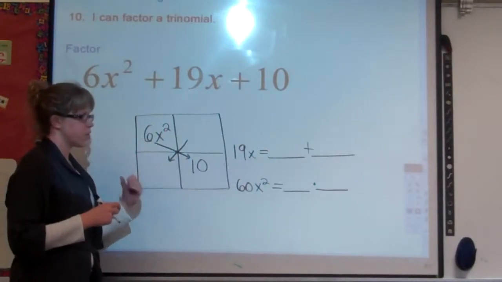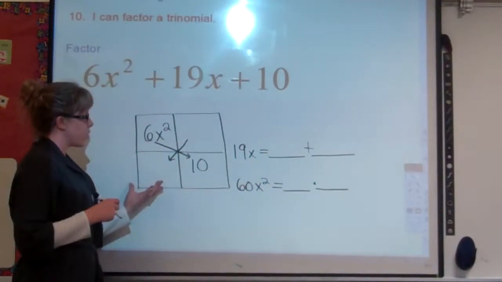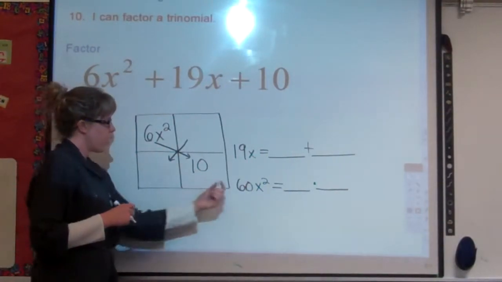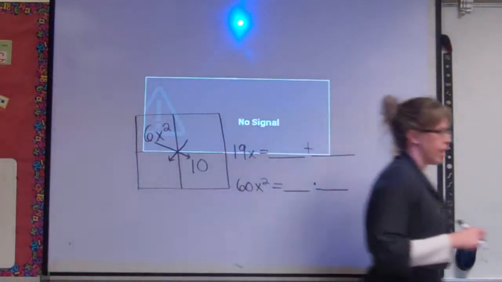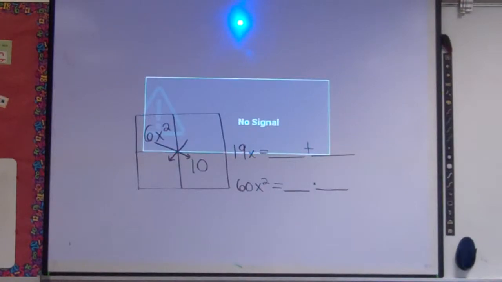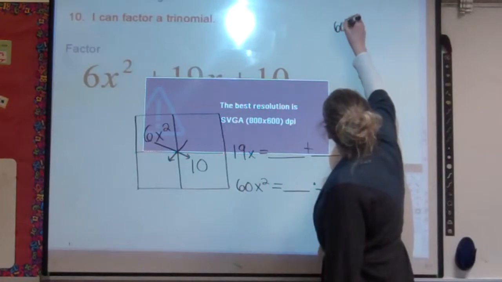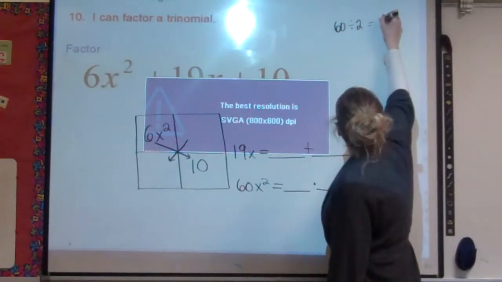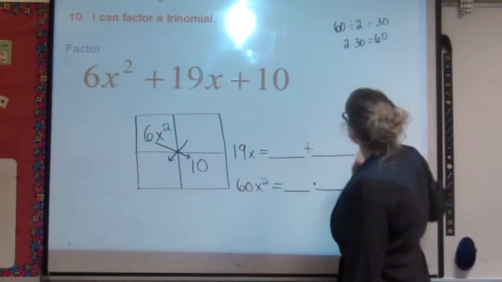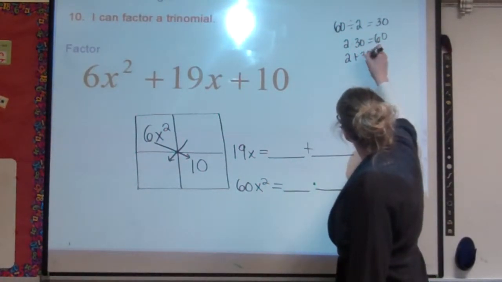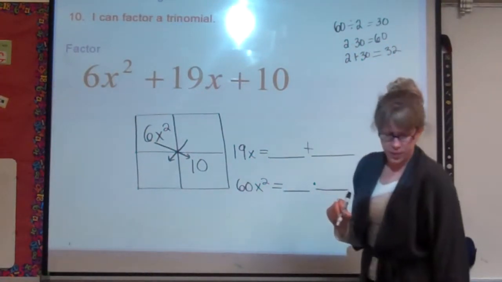Now, our ultimate goal is to figure out what two numbers satisfy both of these conditions, and if we don't know, then we need to start dividing. I take the 60 because that's being multiplied, and I divide. Well, I know if I were to go 60 divided by 2, that gives me 30, so I know that 2 times 30 equals 60. The trouble is, 2 plus 30 is not 19, it's 32, so that's not going to work.